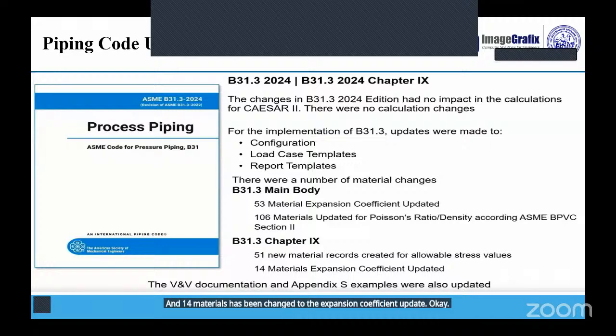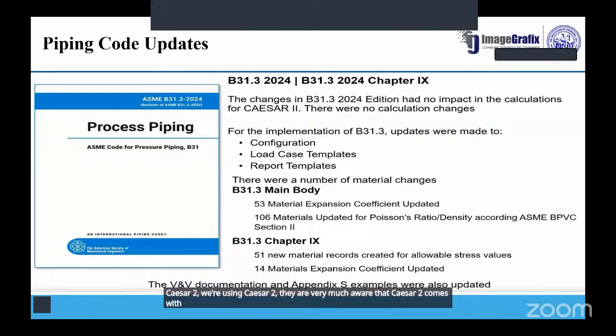Okay, so these are the major enhancements, basically what we can say as per the ASME code in 31.3. And the same has been updated to the validation document also, because those who are using Caesar 2 are very much aware that Caesar 2 comes with the validation examples and the certificates also for the same.